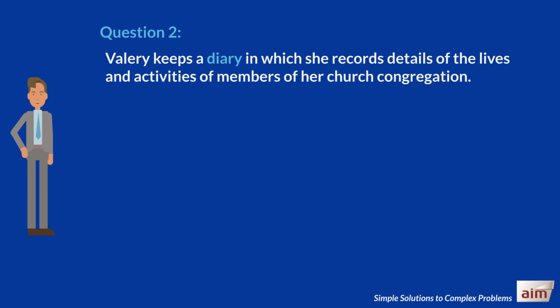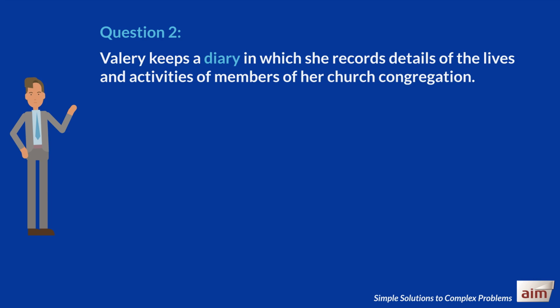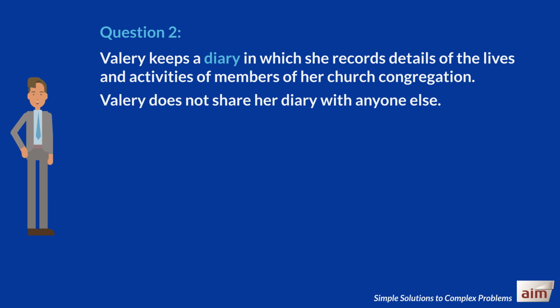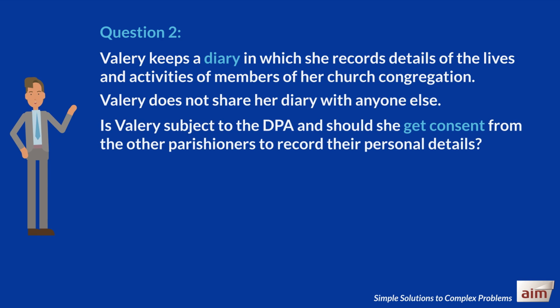Question 2. Valerie keeps a diary in which she records details of the lives and activities of members of her church congregation. Valerie does not share her diary with anyone else. Is Valerie subject to the DPA, and should she get consent from the other parishioners to record their personal details? Yes or no?